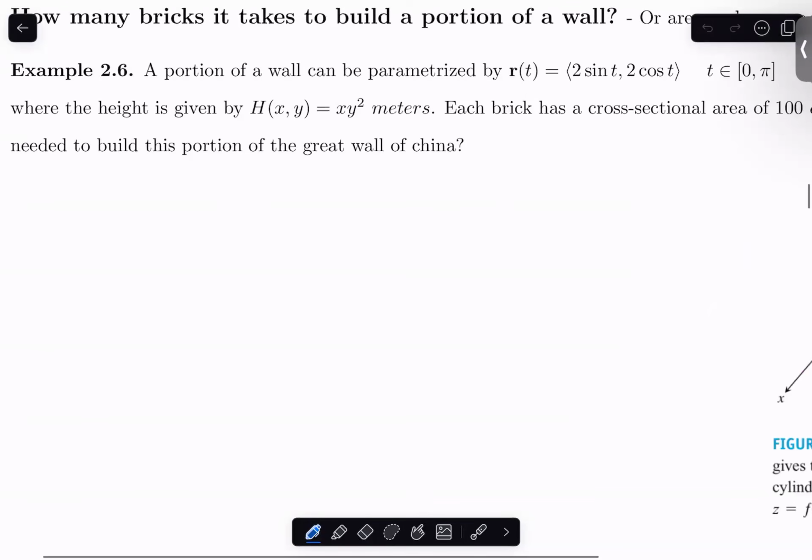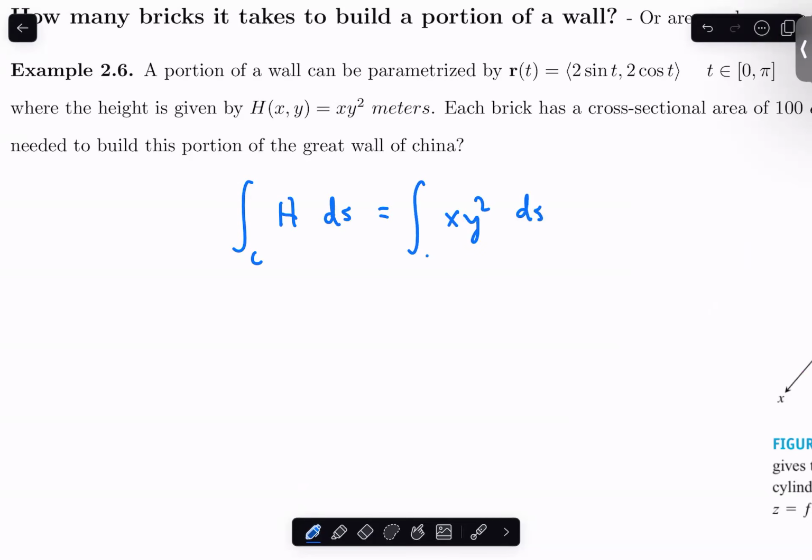So the thing that we are adding up is going to be our height over this curve. So here's the setup. I can go ahead and put in my height function. So x y squared ds.